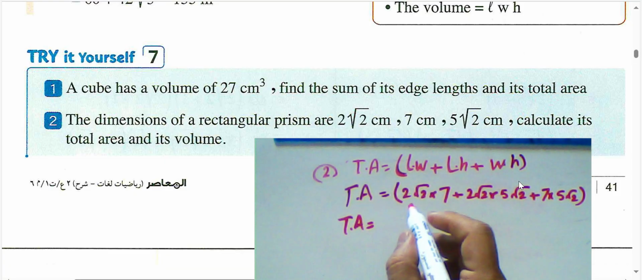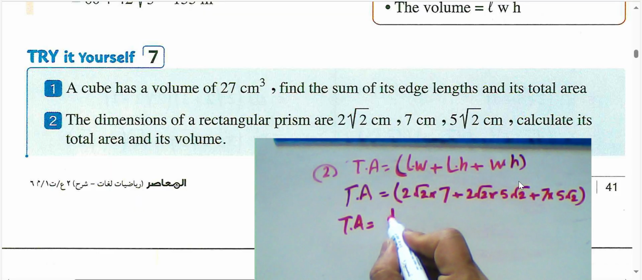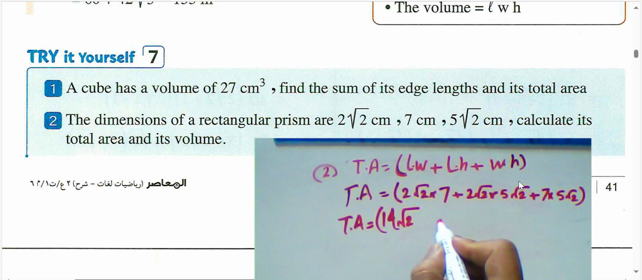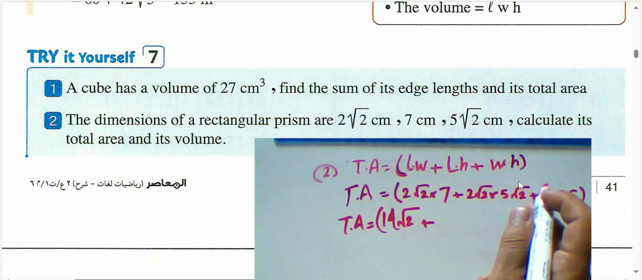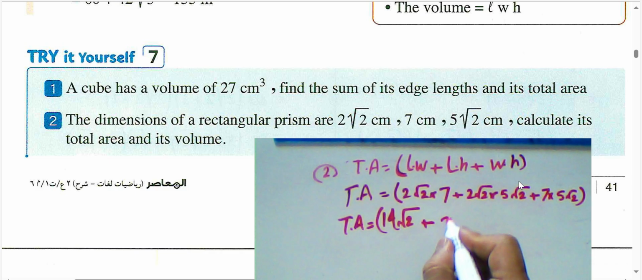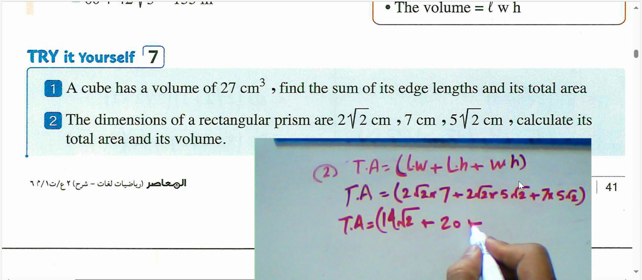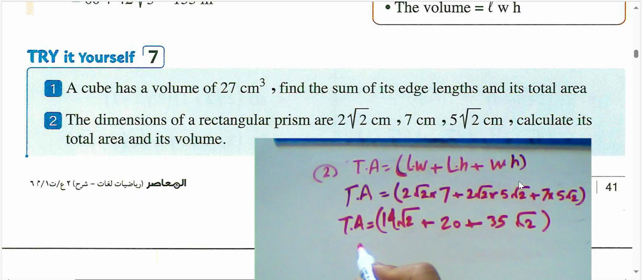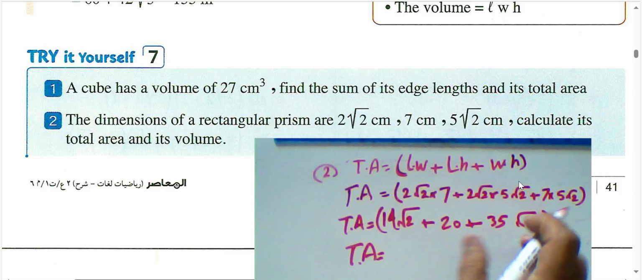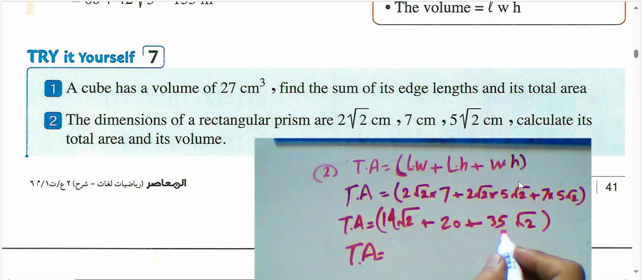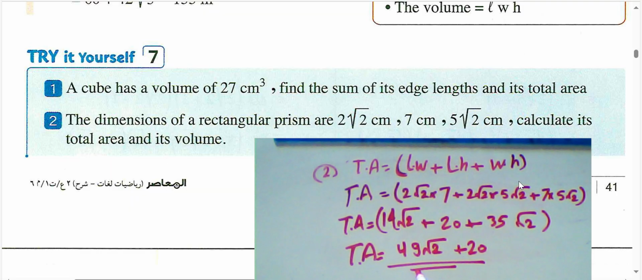The total area equals: 2 times 7 equals 14 root 2. 2 times 5 is 10, 10 times root 2 times root 2 is 2, 2 times 10 equals 20. And 5 times 7 is 35 root 2. In the total area, 14 plus 35, we can add together, we have like terms here. 49 root 2 plus 20 is the total area in square centimeters.